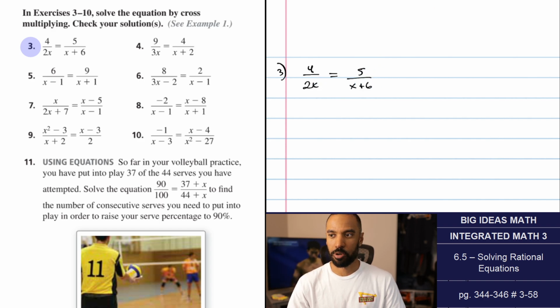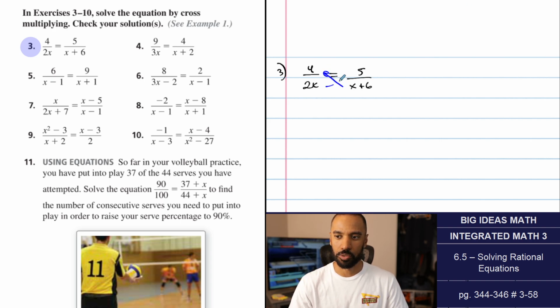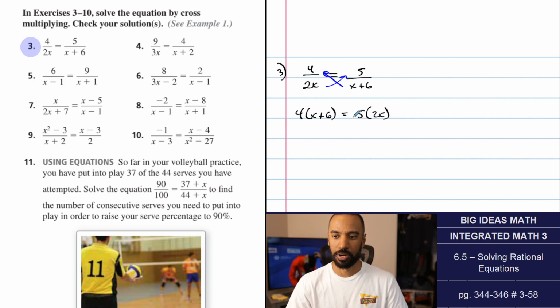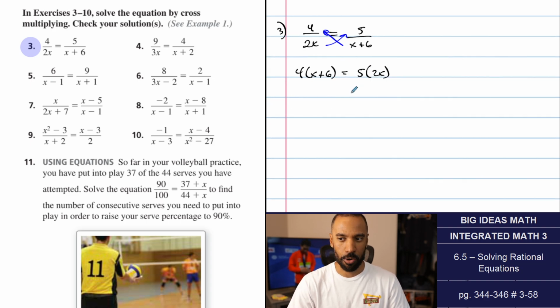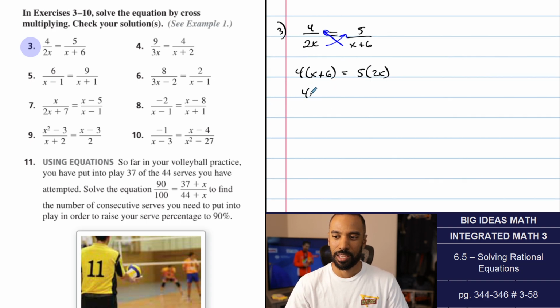So they told us to cross-multiply, so cross-multiply I shall do. Multiply both sides by 2x, multiply both sides by x plus 6. Ultimately, the fractions bust, and this is what it's going to look like. 4 times that equals 5 times that, and that's how cross-multiplying works. Do not do cross-multiplying in instances where it does not belong.